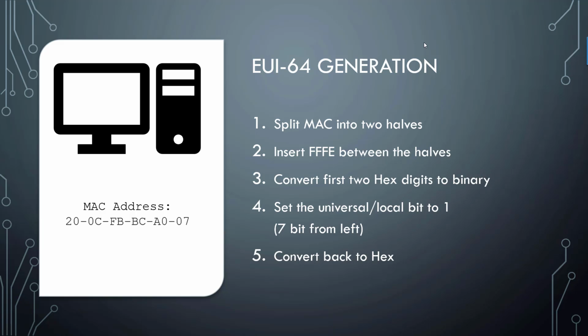Once we do that, we convert the first 2 hex digits to binary. The 7th bit from the left is also called the universal local bit, and we change that to 1 if it isn't already. And then we convert everything back to hex, and then we put it all back together. Okay, so I know that's fast. I have a couple slides here to help break it down.